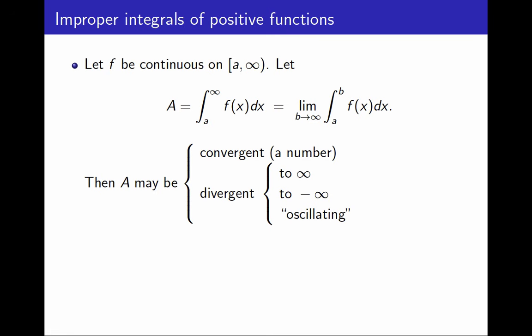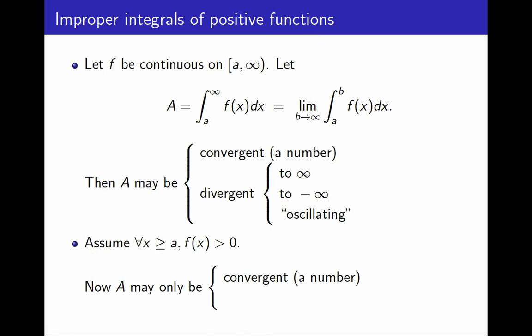Now, how do things change if the function is positive? Let's assume f is always positive. In this case, out of the 4 cases, only 2 are possible. The improper integral now may be convergent, still a number, or divergent to infinity, and that's it. The other 2 cases can't happen.